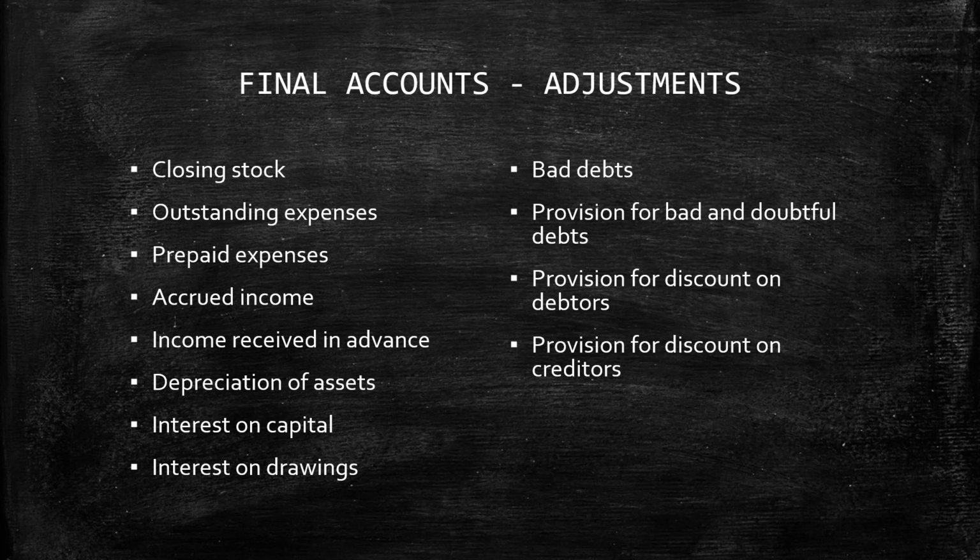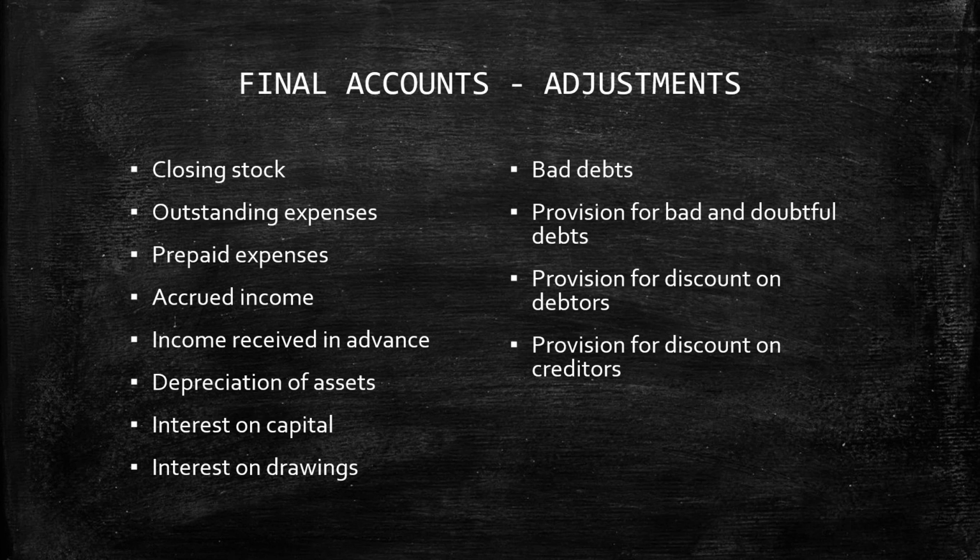So what are the adjustments which we have to do in the final accounts? First one is closing stock. Usually closing stock will be given in the adjustment. What you have to do is enter the closing stock amount in two places. One is the trading account credit side. Another is the balance sheet asset side.